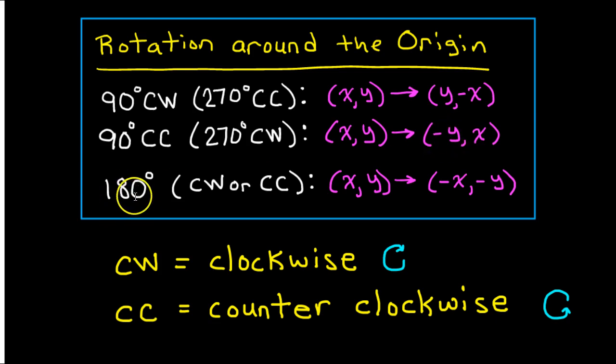And if you do a 180-degree rotation, it doesn't matter, clockwise, counterclockwise, same thing. The coordinates do not switch places. All that happens is the signs change. Notice that a 90-degree clockwise rotation is the same thing as a 270-degree counterclockwise rotation. And a 90-degree counterclockwise rotation is the same thing as a 270-degree clockwise rotation. So, just in case it comes up, memorize these rules.